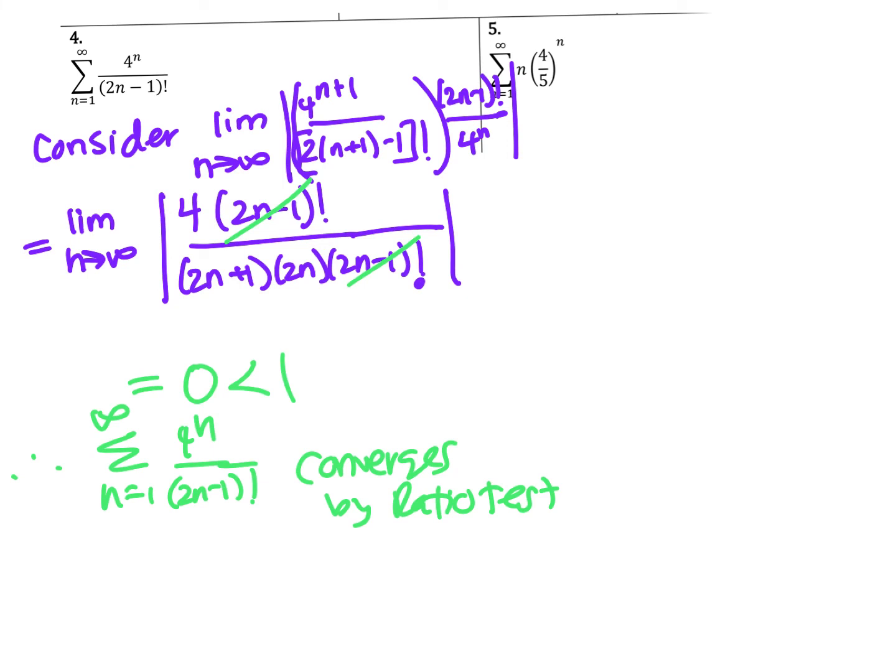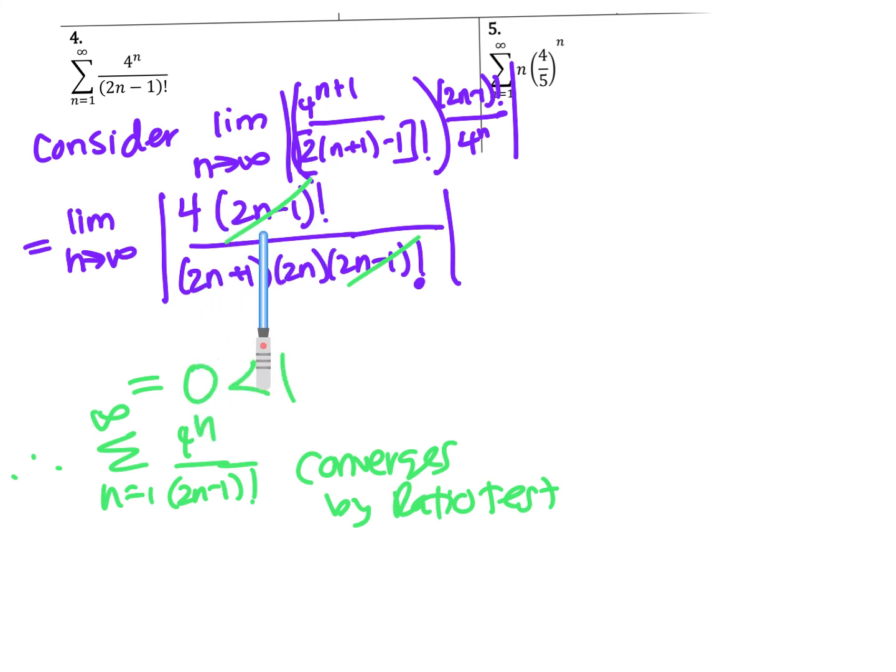So here we are for number 4. If we take the limit as n approaches infinity of the absolute value of 4 to the n plus 1 over 2 times n plus 1 minus 1 factorial times the reciprocal of the original term, so 2n minus 1 factorial over 4 to the n. So if we simplified this, if I distributed here, this is 2n plus 2 minus 1, so that's going to be 2n plus 1 factorial.